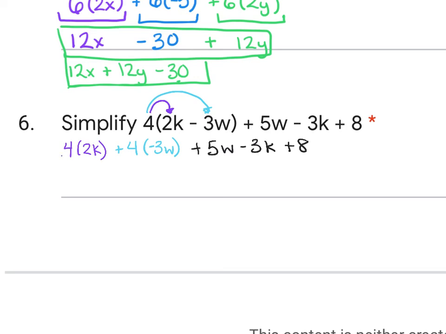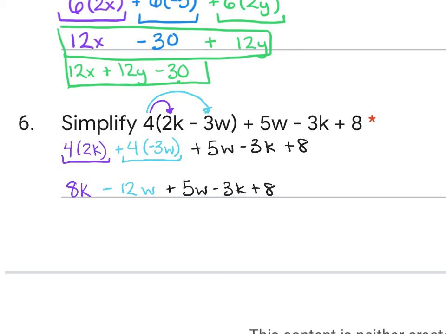So let's go ahead and solve. So 4 times 2k, I have 4 groups of 2k. That would tell me that's 8k. And then I have 4 groups of negative 3w, so that would be negative 12w. And then I'm going to write everything else the same.